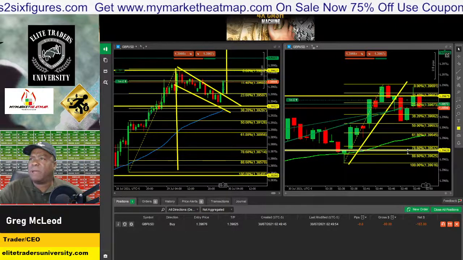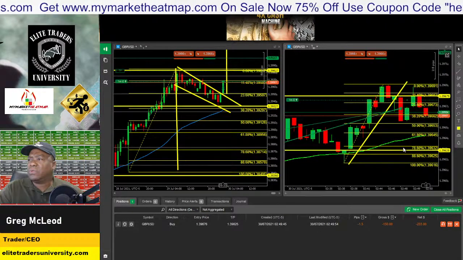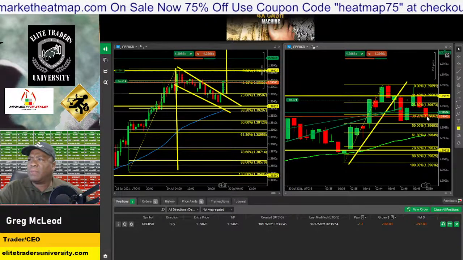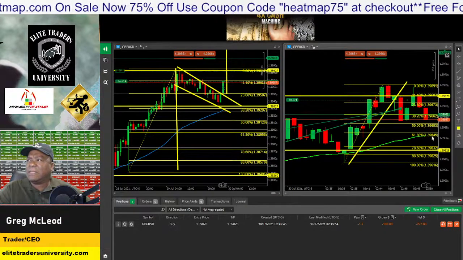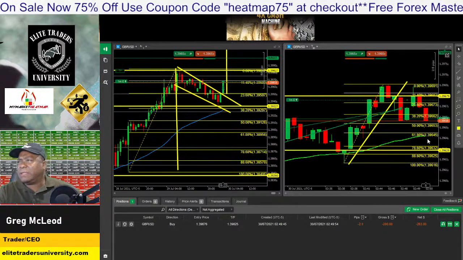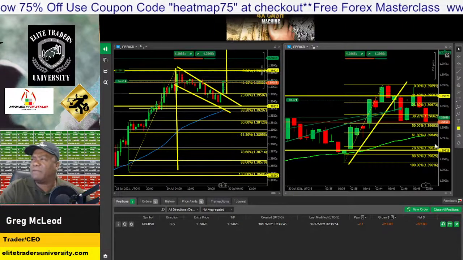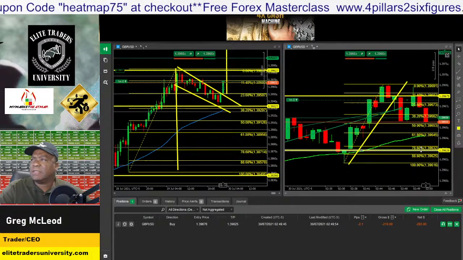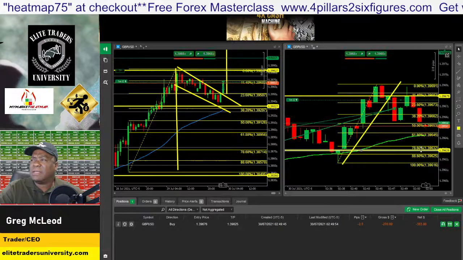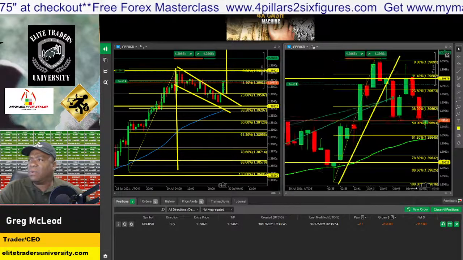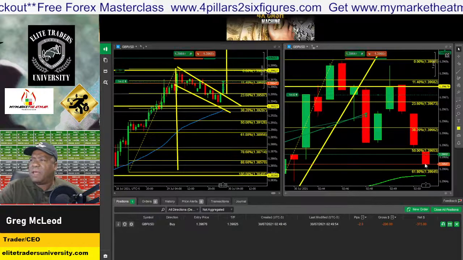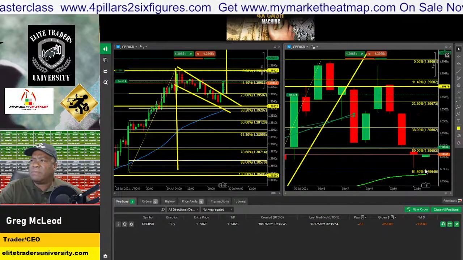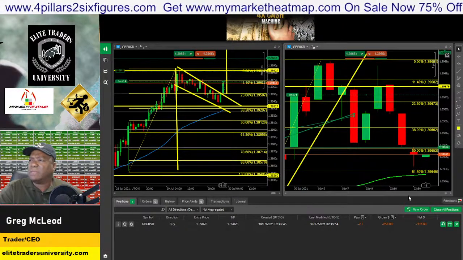Maybe. 38% retracement being retested. 618 is at 39.64, and we're at 39.65. Okay, so here we go. So retesting the 50. Oh, it didn't like the 50. And here it hit 618. Some buyers stepped in there at the 618.